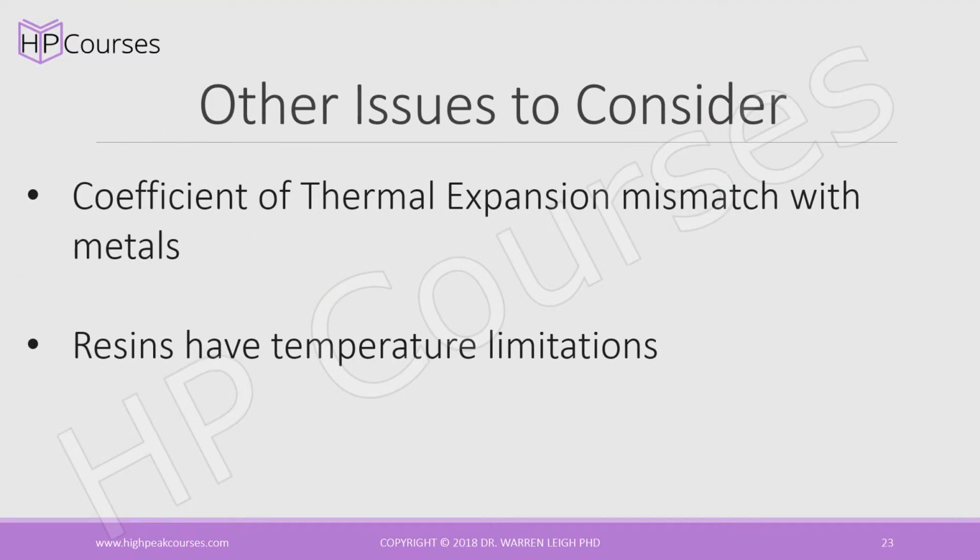Slide 23. Other issues to consider. Extremely important, resins such as epoxy have a limiting temperature capability, after which the resin will begin to move, i.e. go soft. This temperature is known as the glass transition temperature, and this is usually written as Tg.